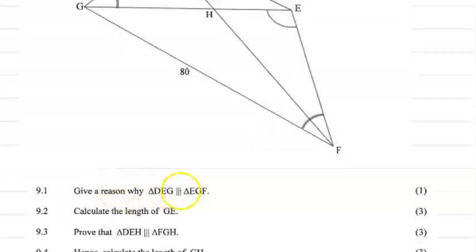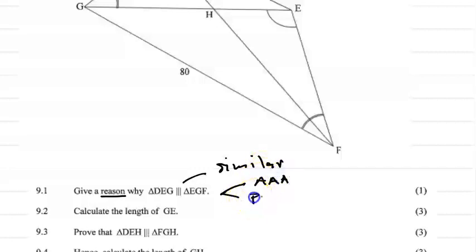It says, give a reason why triangle DEG is similar to triangle EGF. Now that is the symbol for similarity. There are two reasons why triangles can be similar. Number one is if they are equiangular. Number two, if their sides are in proportion.